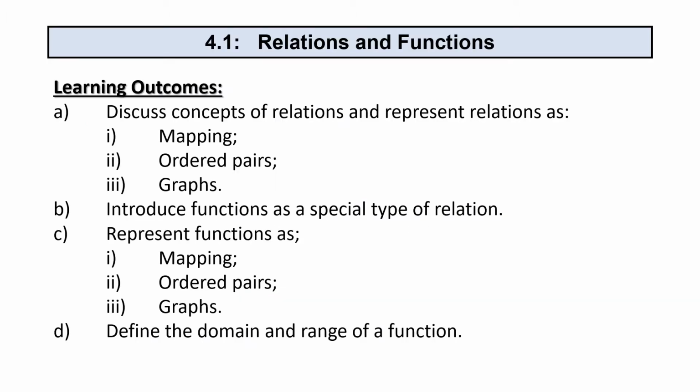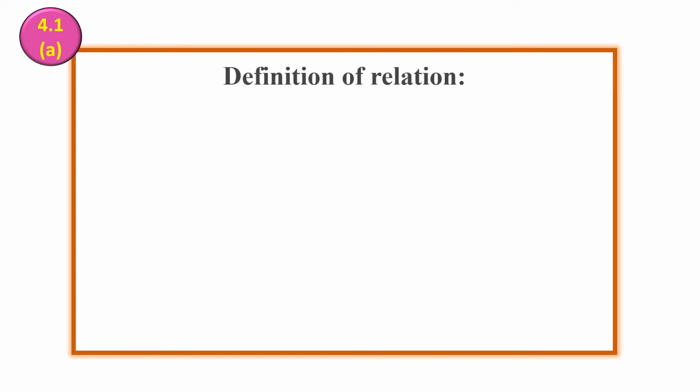So the learning outcome for this subtopic is to discuss concepts of relations and represent relations as mapping, ordered pairs, and also graph, to introduce functions as a special type of relation, to represent functions as mapping, ordered pairs, graph, and the last one is to define the domain and range of a function. So now we are going to look into the definition of relation.